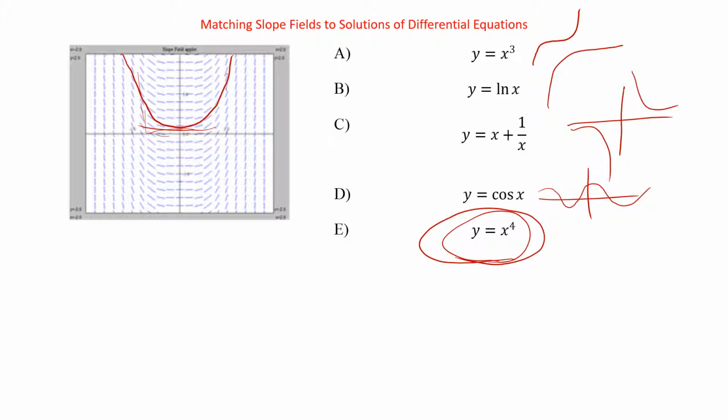The previous problem, we were looking at each of the little tick marks, each of the little slopes. Here we're looking at the shape. We're not looking at the little slope marks. So that's matching it to the solution to the differential equation.